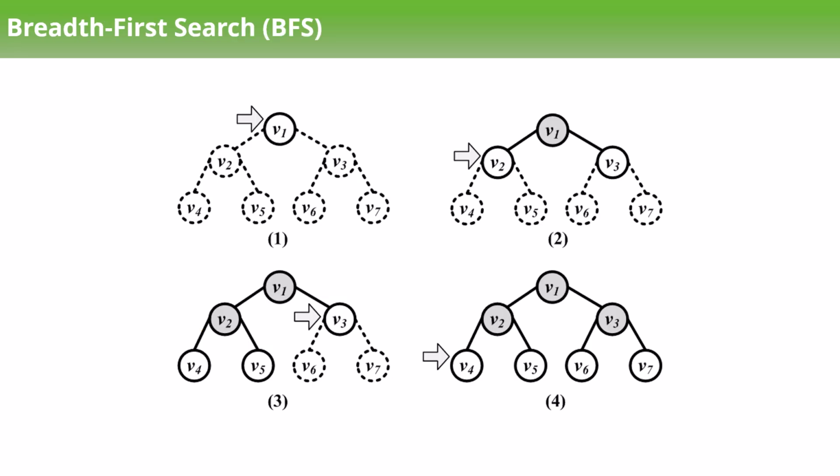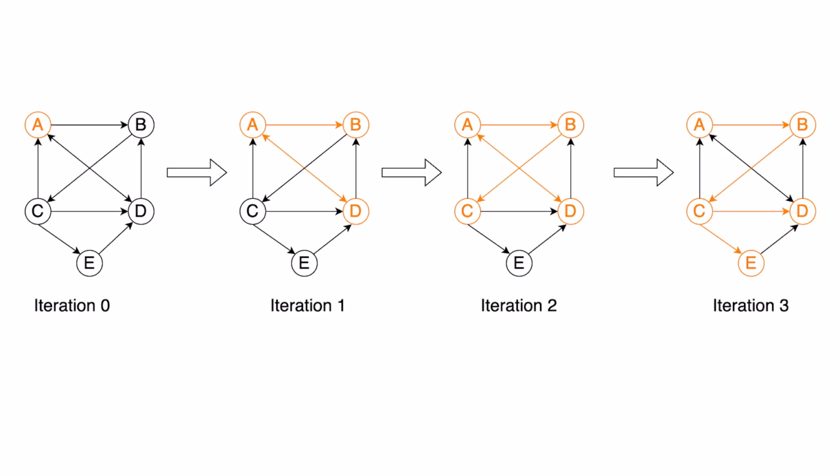So for example, see this graph. First V1 is visited. The neighbors of V1 are V2 and V3. So both V2 and V3 are visited first. Then the neighbors of V2 will be visited. The neighbors of V2 are V4 and V5. So likewise it proceeds.